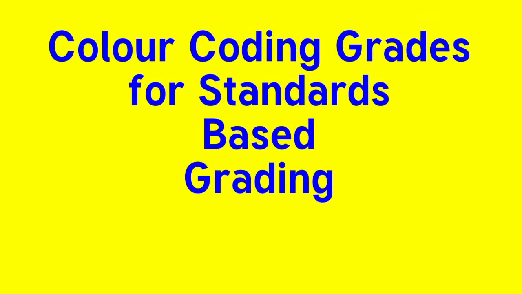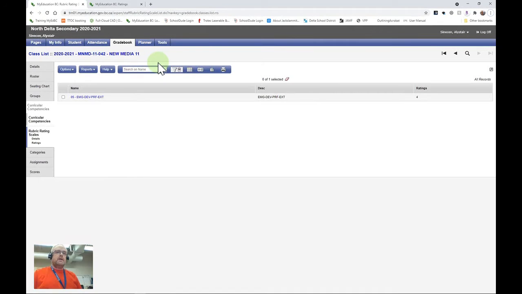Color coding grades for standards-based grading. One of the things you can do with the curricular competencies-based grade scale is assign colors to the different proficiency scales that you use. I'm going to show you how to assign colors, and I apologize, but it took a really long time to get this tab to open, so I'm going to start with this already selected.